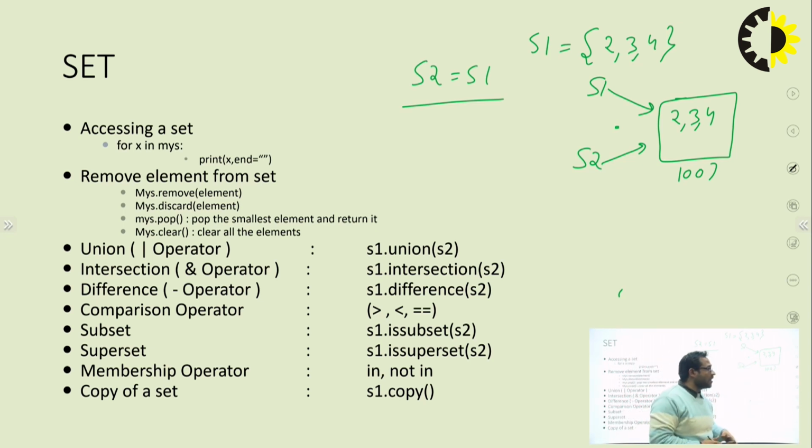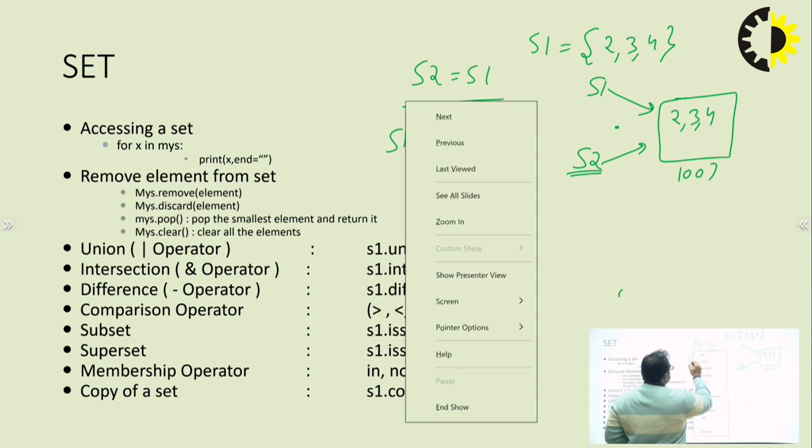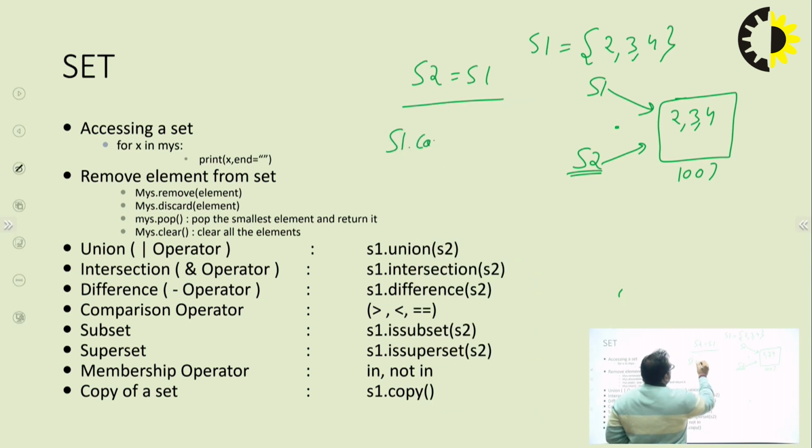The problem is that if you change S2, it is directly reflected in S1, because both are pointing to the same memory location. Right? So what exactly is the meaning of copy? You have to create a copy of these elements in a different memory location. So how can you do it? You can do like S1.copy is equal to S2.